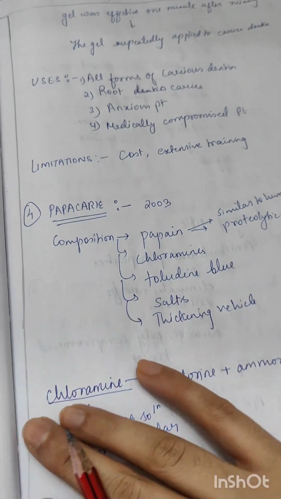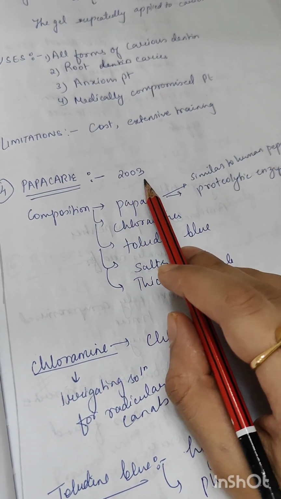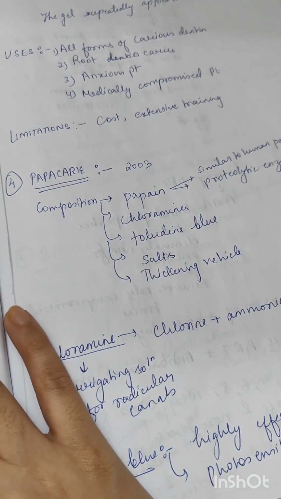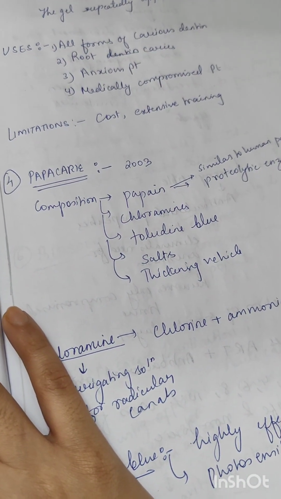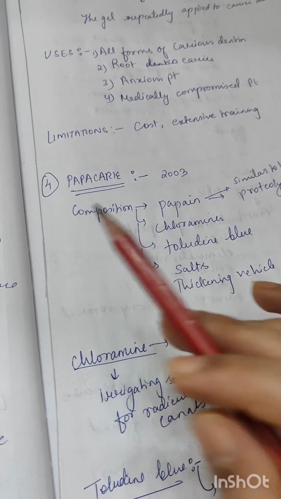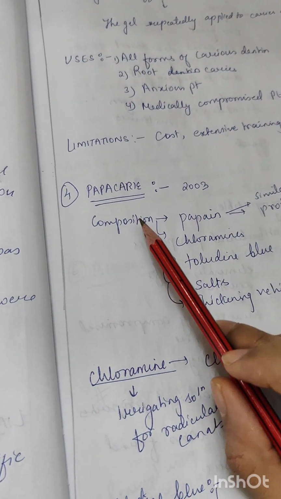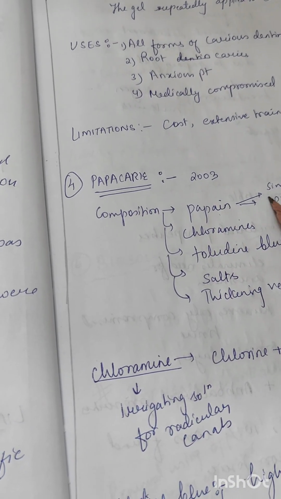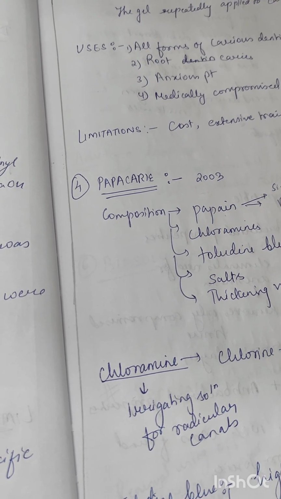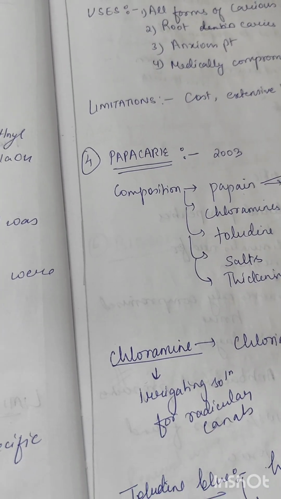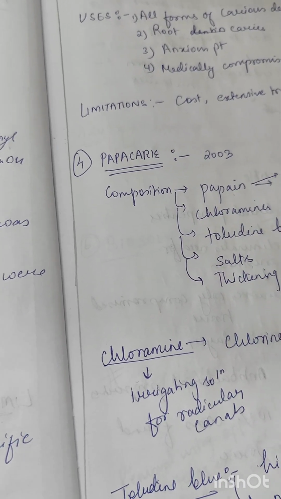Next, Papacarie. Papacarie was introduced in 2003. It is an enzymatic based agent. Till now we have read about the agents which contain sodium hypochlorite. Now we are on enzymatic agents. Papacarie contains papain, which is similar to human pepsin, a proteolytic enzyme, chloramines, toluidine blue, salts, and thickening vehicles.